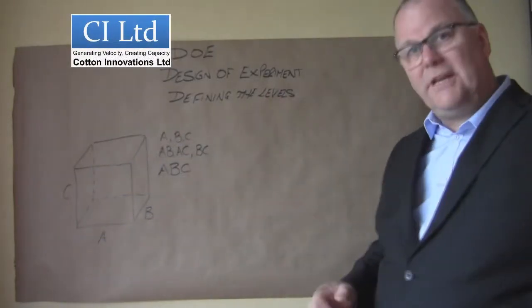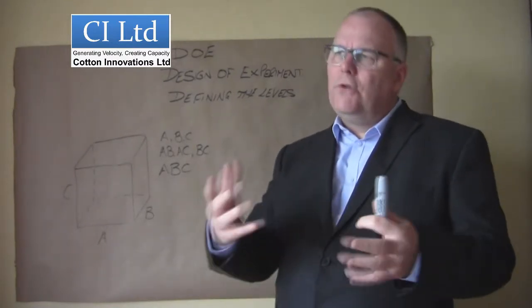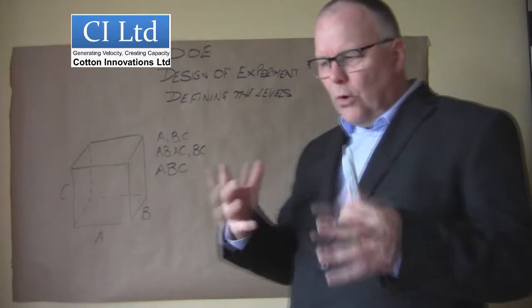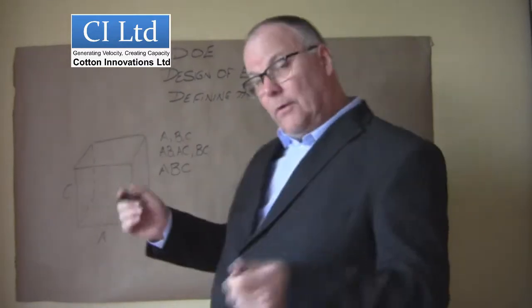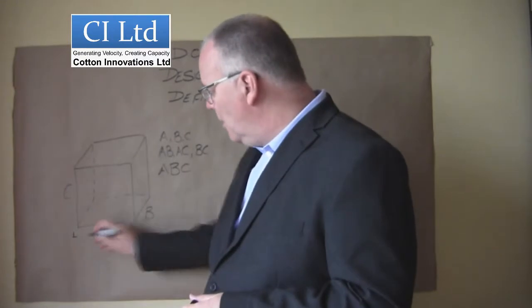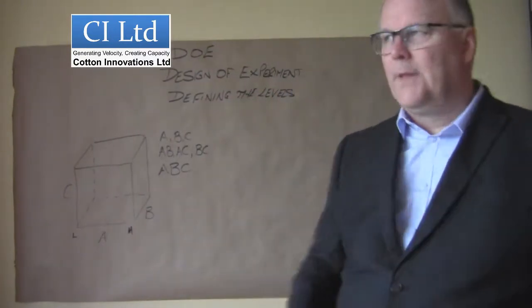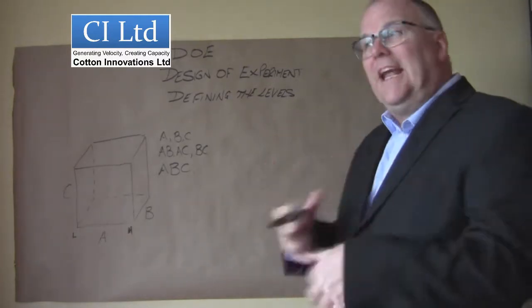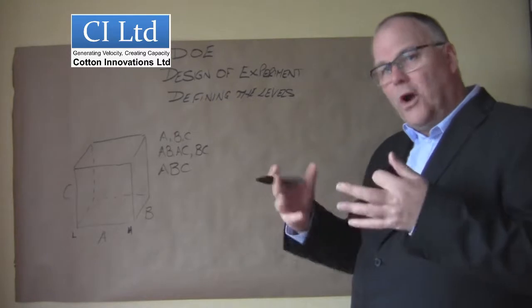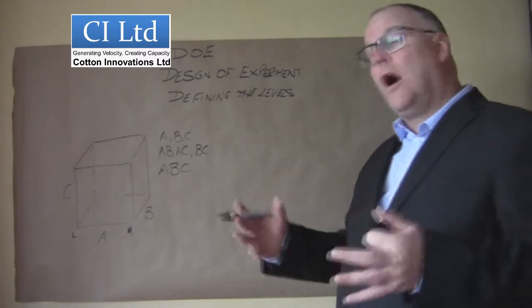So now we want to look at defining the levels. What do we mean by defining the levels? Well, there's two things you need to understand when you're looking at setting up your design of experiment: what is the lowest value in your cube? So this would be low and this would be high. What do we mean by low? Well, I need a level where all of a sudden it just starts to work, it just starts to operate, and I need a level where it's too high.